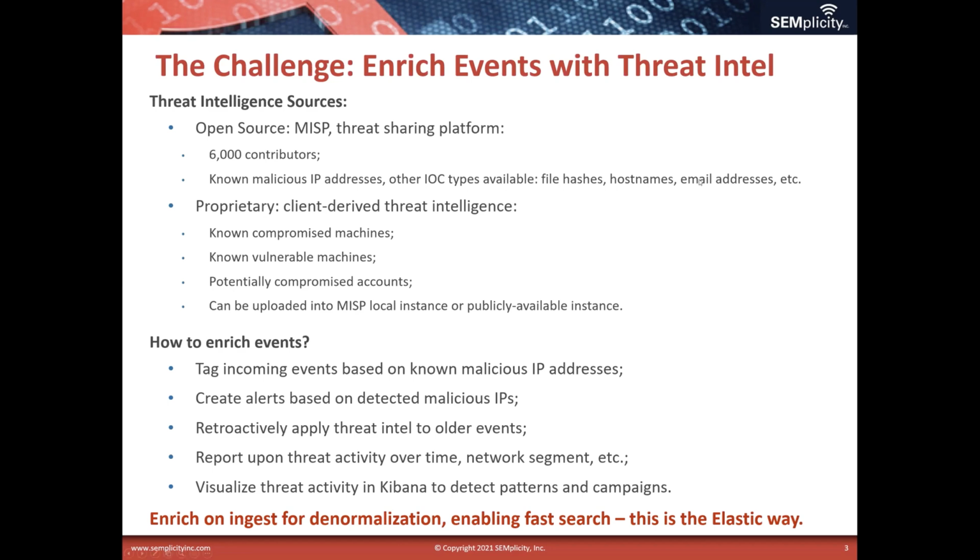It can be IP addresses, host names. We're going to focus on IP addresses today, but it can also be file hashes, email addresses. All those sorts of things are indicators of compromise. Those are the things we don't want to see in our network. And if we do see them, we really do want to know about them.